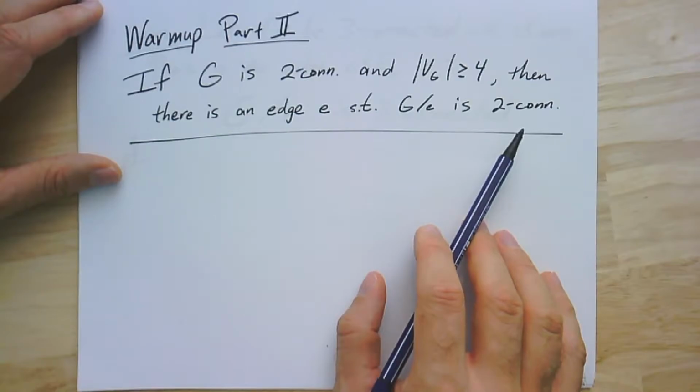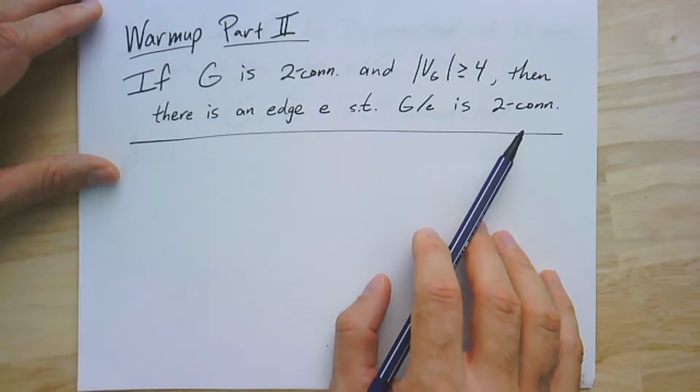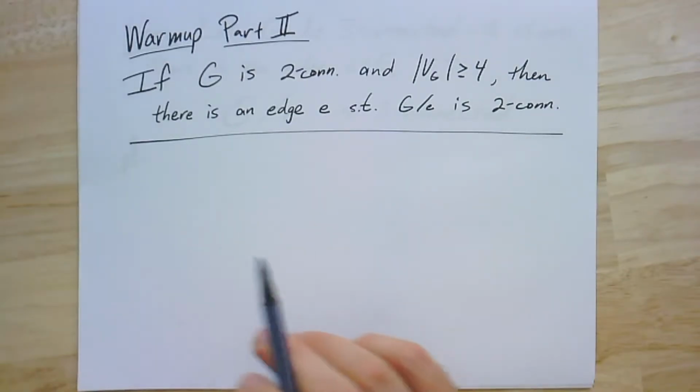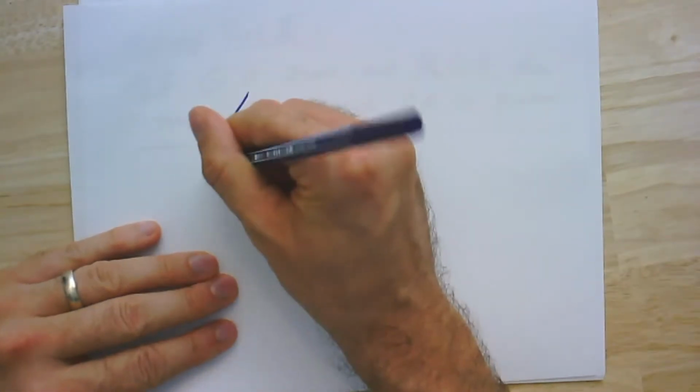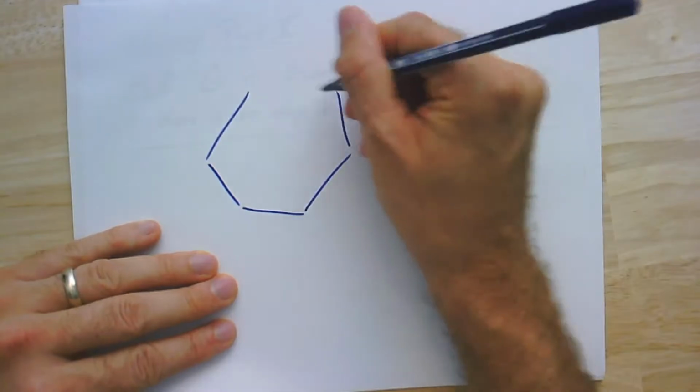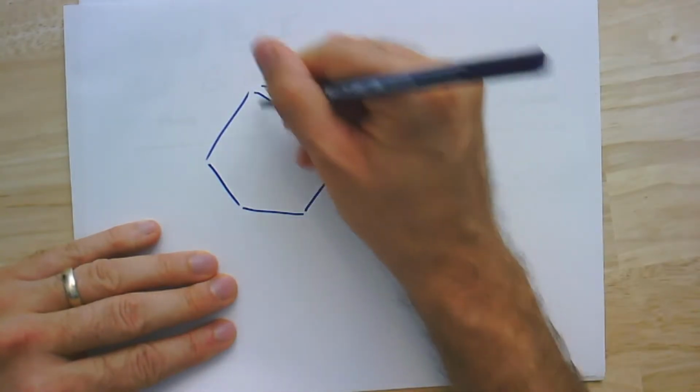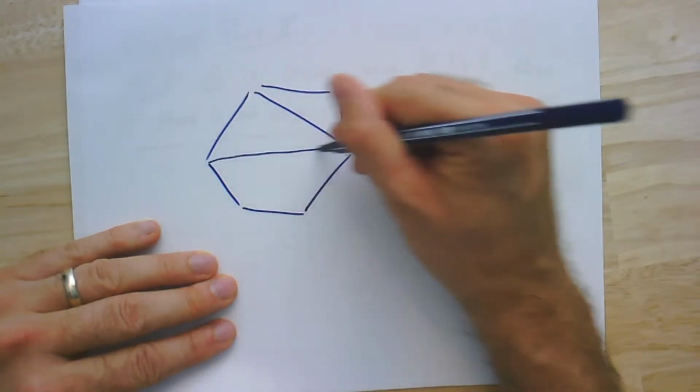So this is going to be like in the 3-connected case, where we'll have to be careful about which edge we pick. And maybe I will teleport in another piece of paper here for a quick example. Let's take a nice 2-connected graph, let's just take a maximal outerplanar graph like this.